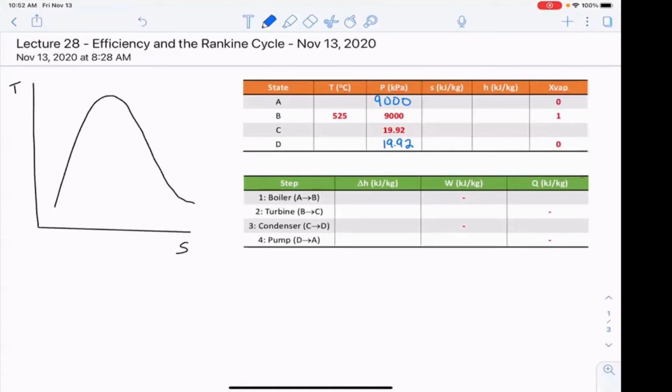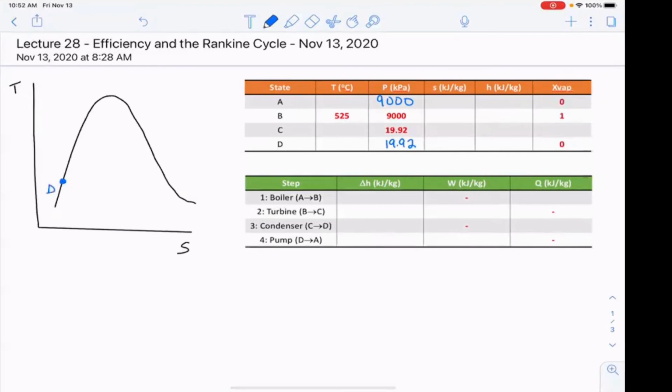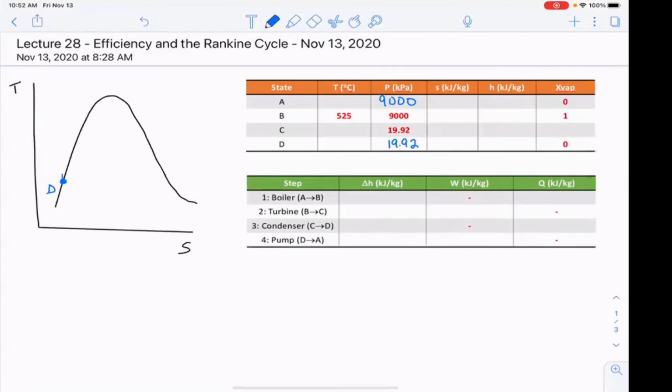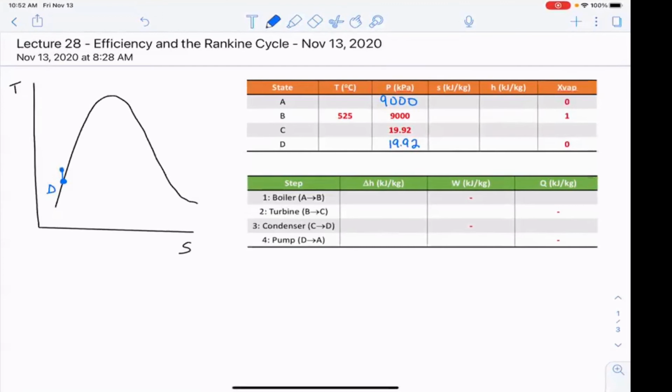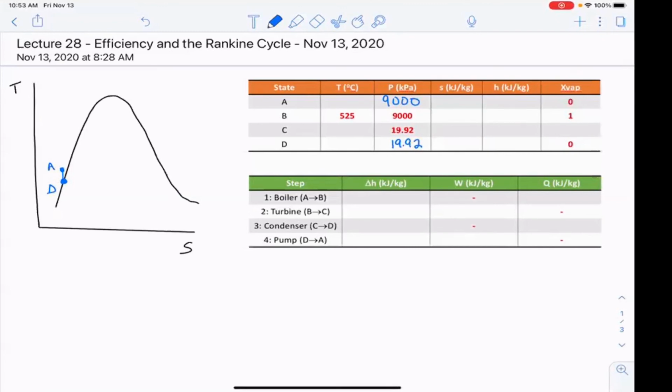And in this cycle, state D is usually saturated liquid. So we know that we're going to be about here for state D. We should be right on that line. And so we also then are going to have to take the pump work into consideration. It's adiabatic and reversible in this particular problem. So that's done at constant entropy. So that line goes straight up. And then we're there for point A.